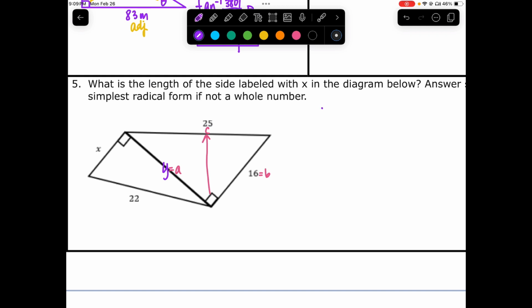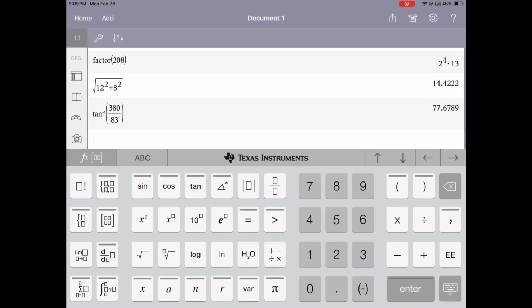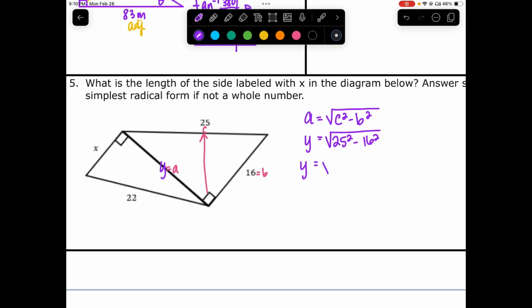All right, so we're using this. A is missing. So we're going to use our shortcut for A, which is the square root of C squared minus B squared. I'm going to replace A with Y, and C is 25. So that'll be 25 squared minus 16 squared. That'll give us 369 under the radical.